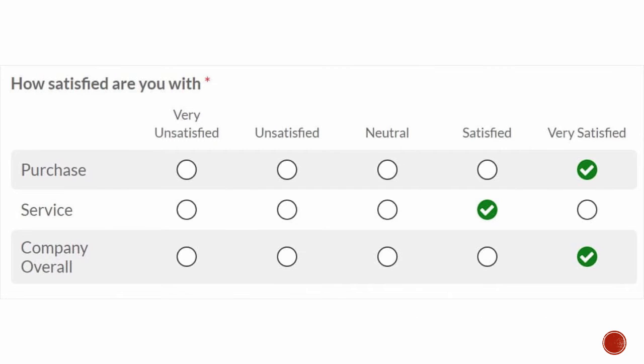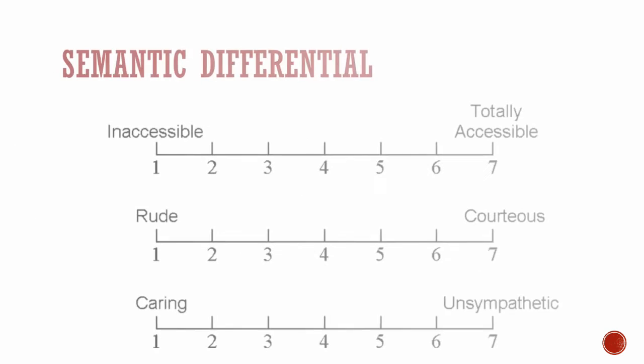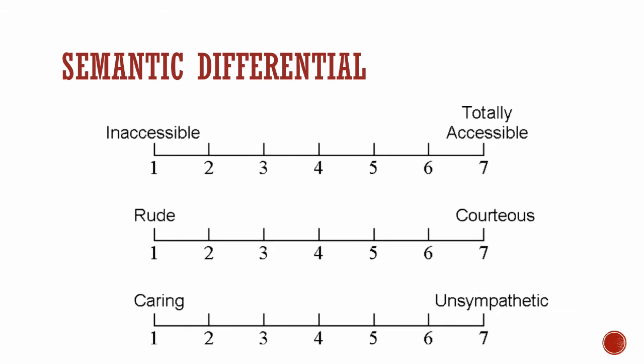Here is another example of a Likert scale. Instead of using the words agree or disagree, a researcher can also use other words, for example, satisfied or unsatisfied. A semantic differential uses a series of attitude scales anchored by bipolar adjectives and can be used to create a simple scale that directly measures one's attitude toward some object or activity.